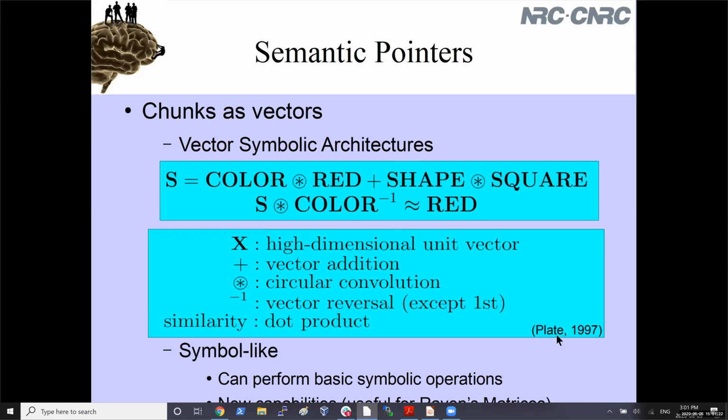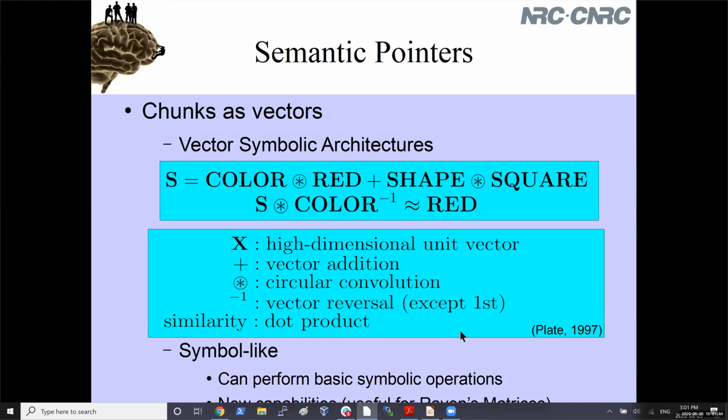The one we're using is due to Tony Plate, and each of those basic symbols is a high dimensional unit vector. Plus sign is vector addition. The binding operation is circular convolution. There's a vector reversal, and there's a dot product. And the reason we picked that one is all of those functions are things that are really easy for neurons to implement.